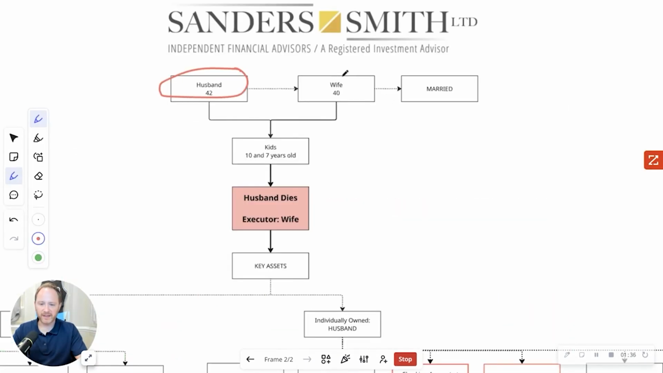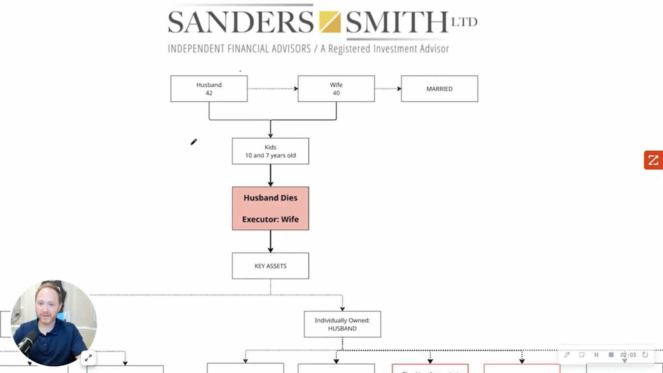So as you can see, we've got a husband and a wife, ages 42 and 40. They are married. They've got two kids, aged 10 and 7. In this situation, they've done all of their estate planning. They have wills, the power of attorney, the medical directives, and the living will as well. So all that's been done.